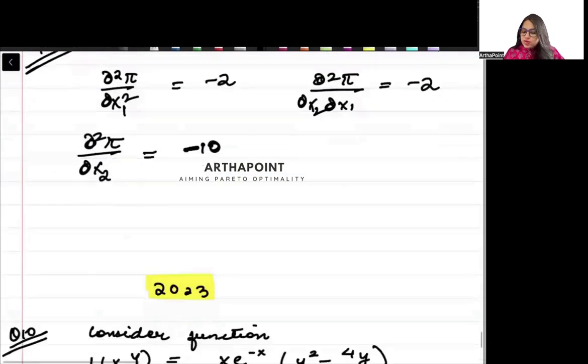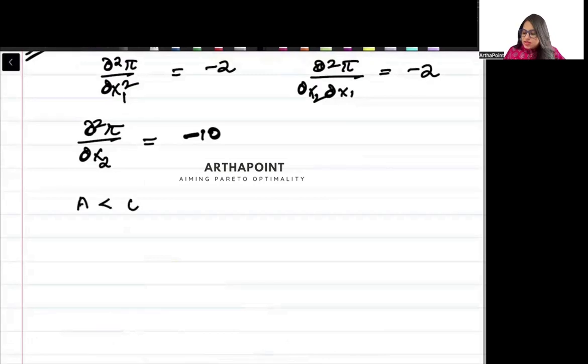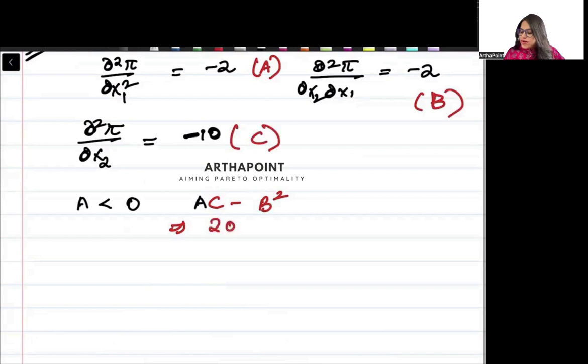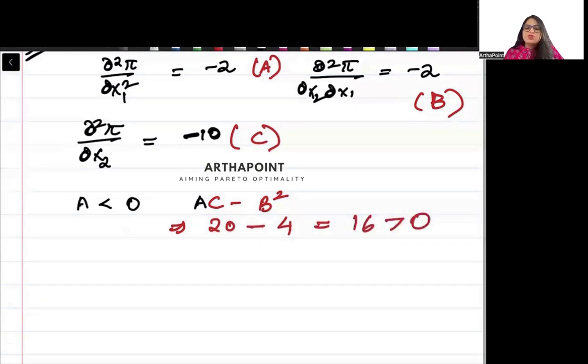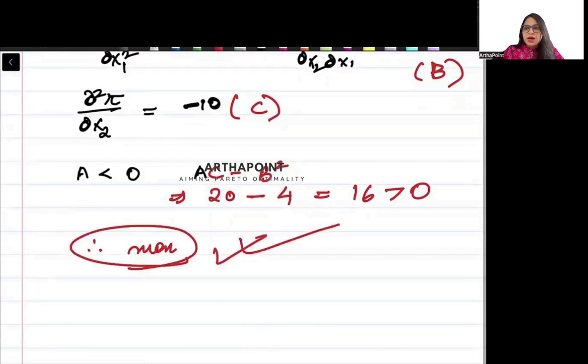Right? So you can see that your A is less than 0 and your AC minus B square. So this is your A, beta, this is your B and this is your C. So AC is 20 minus 4. That means this is going to be 16, which is greater than 0. So we can say that therefore there is a maxima. Therefore there is a maxima. So we have said that a maxima is achieved. So this is how you can solve this.